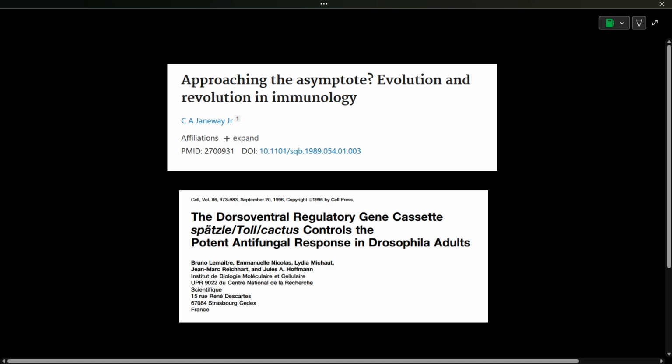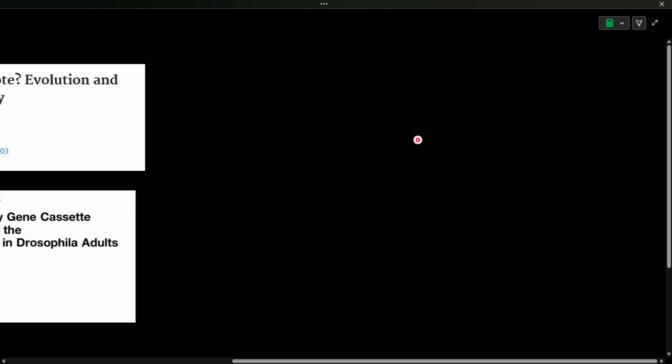Cytokines are found in humans, right? So it is a cytokine-like molecule which, once it is activated, binds to the receptor known as the Toll receptor. So let's discuss this pathway in detail so that you'll have an idea about the pattern recognition receptors. Let's discuss Spätzle, the Toll-cactus pathway.